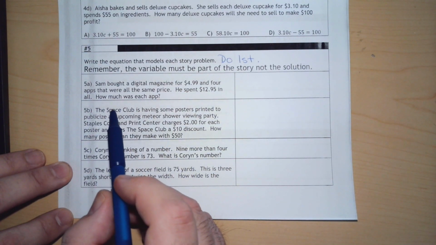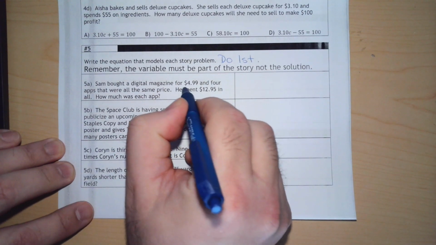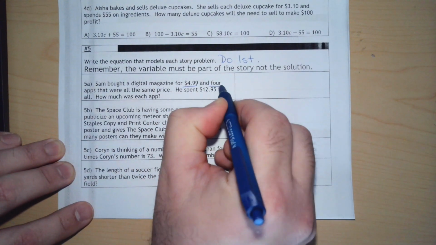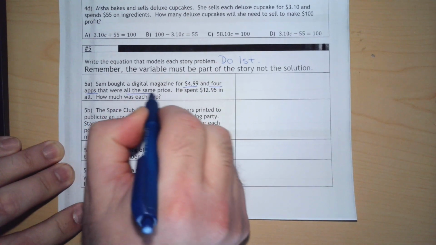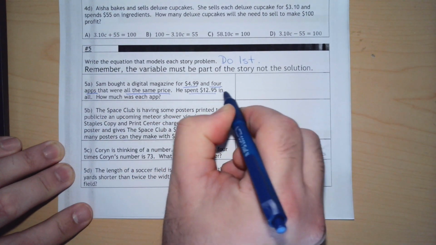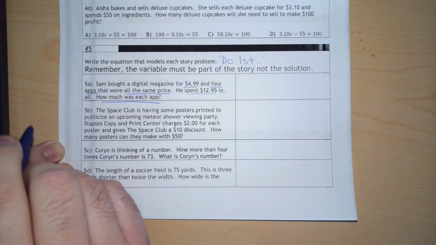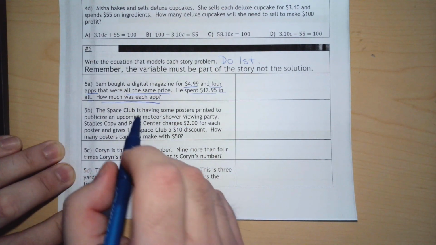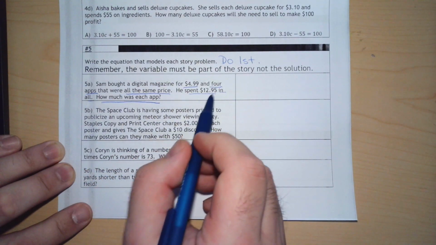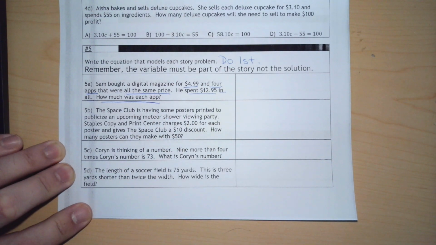It says Sam bought a digital magazine for $4.99 and 4 apps that were all the same price. He spent $12.95 in all. How much was each app? So do the same thing that I did. Underline the important facts. This is kind of like annotating in math class, just like you would in English class or any other class where you're reading. You're just pulling out the important information.